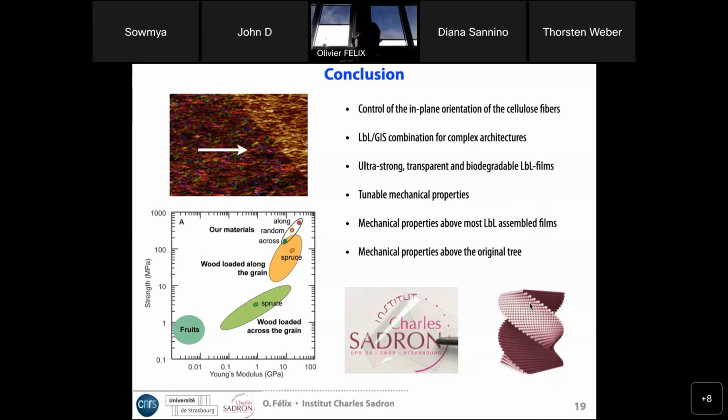We got ultra strong, transparent, and biodegradable films. That means you get films that are multi-property. You are able to tune the mechanical properties. For example, they are sensitive to humidity. The mechanical properties that we got are above most LBL assembled films. And which is also interesting, we got mechanical properties that are above the original tree from which the cellulose nanofibrils were extracted.